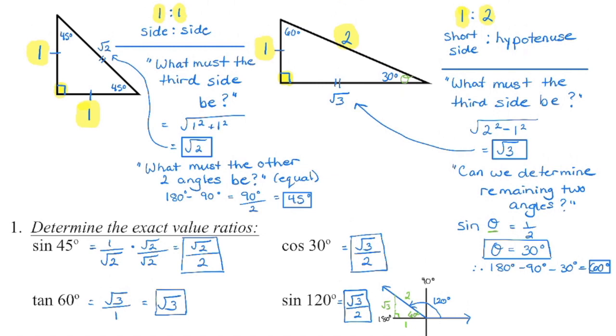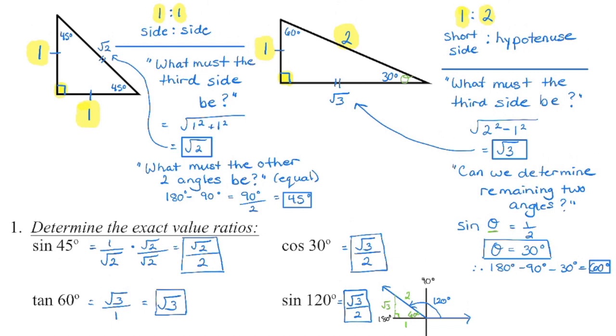Let's take a look at some examples of where we're given an angle as well as a trig ratio, and we have to get the exact value of how those two sides relate. So if you see an angle such as 45, you're going to think to yourself, okay, 45 degrees, that's a special case triangle. So you can quickly draw a sketch.